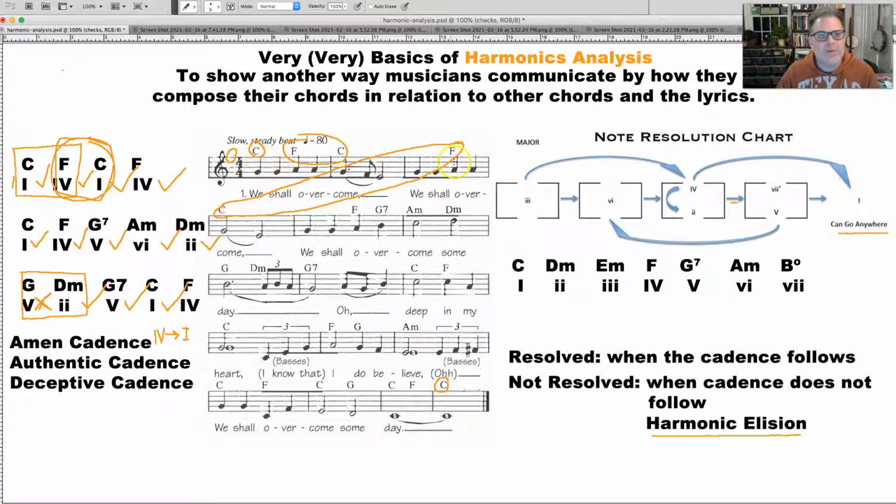1 to 4, 4 to 1, 4 to 1. We shall overcome. No one wants to hear me sing, especially when I have no voice and it's 10:49.